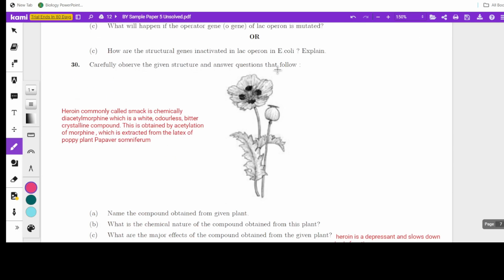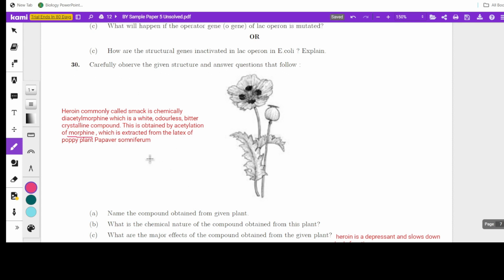Carefully observe the given structure and answer the questions that follow. So do you identify this? Yes, it is opium poppy. So let's see. Name the compound obtained from the given plant. So what is the compound obtained from the given plant? We get actually morphine. Yeah, morphine is the compound which we get.